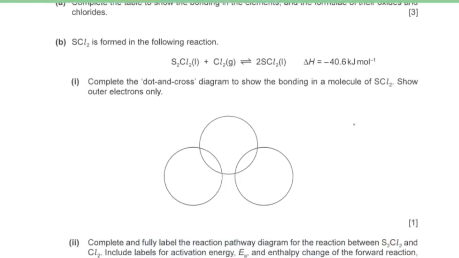Part B, SCl2 is formed in the following reaction. Complete a dot and cross diagram to show the bonding in a molecule of SCl2. Show outer electrons only. Sulfur will be sharing 2 of its electrons with these 2 chlorine atoms, that will each share 1 electron with sulfur. So sulfur shares 1 with each chlorine atom. These are the chlorine outermost electrons, while these are of the sulfur atom.